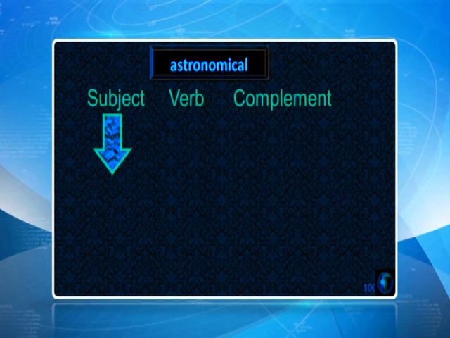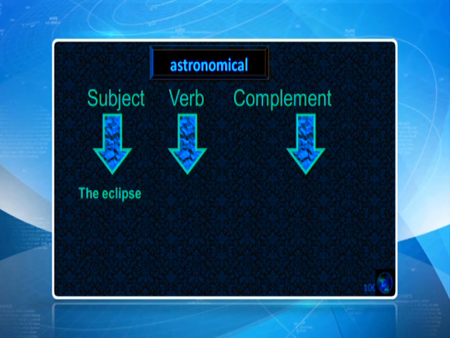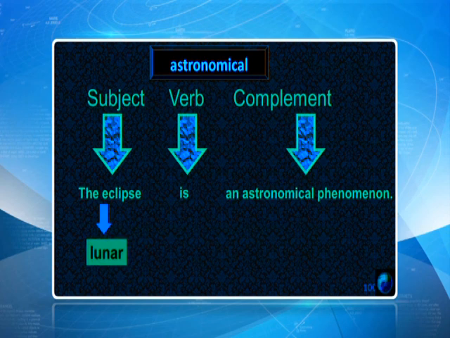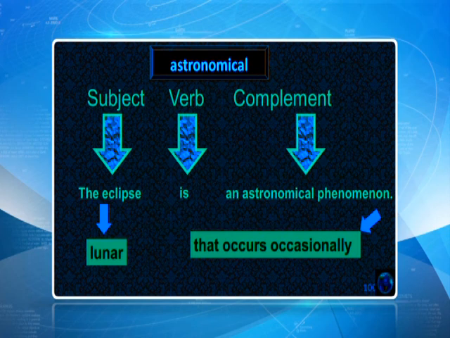Now let's move to the last word here, astronomical, whose part of speech is an adjective. You may think of a sentence like this: the eclipse is an astronomical phenomenon. You may say, the lunar eclipse is an astronomical phenomenon that occurs occasionally. Okay? Now you have noticed that you can add some other elements which may enrich our sentence.